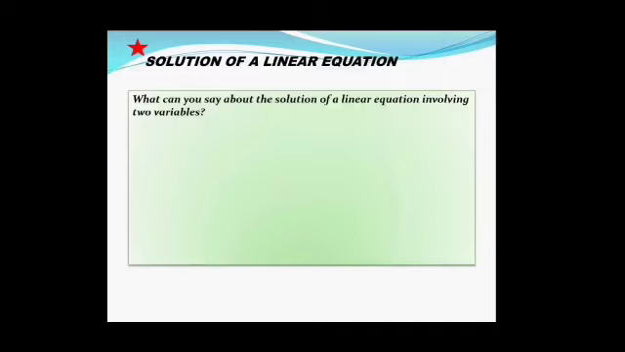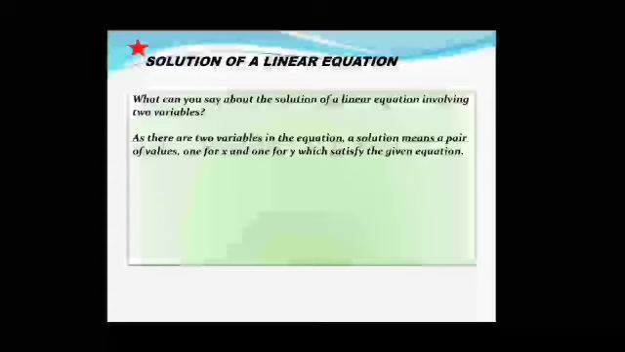Let's see how we can find a solution of a linear equation. What can you say about the solution of a linear equation involving two variables? As there are two variables in the equation, a solution means a pair of values, one for x and one for y, which satisfy the given equation.